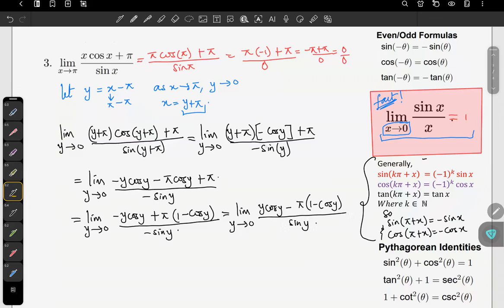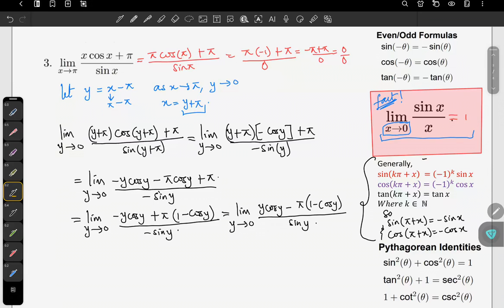Yes, are we still on track? So we have negative y cos y and minus pi cos y plus pi. And if we factor out the negative sign, the negatives will cancel. We're left with y cos y minus pi into bracket that. Okay, so that makes sense.